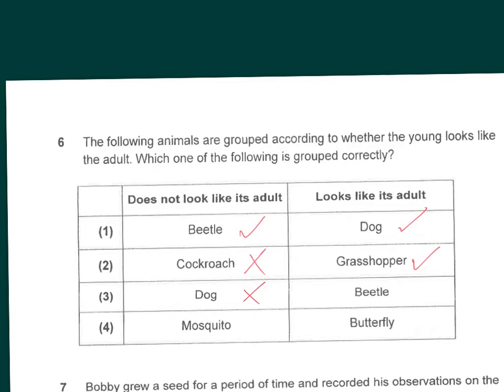The beetle, I've just shown you the picture as well. The young of the beetle does not look anything like the adult. Mosquito, the young does not look like adult, yes. But for the butterfly, the young also does not look like the adult. So in this case, no. Therefore, the answer has to be 1.